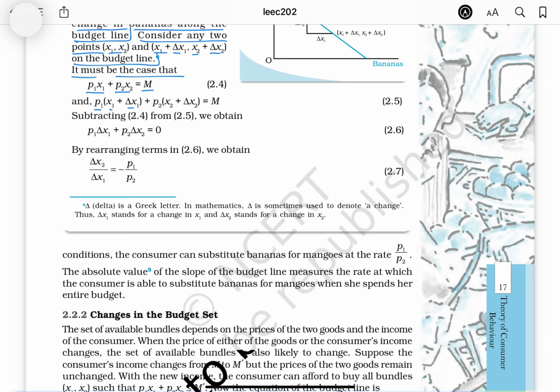and p1 (x1 plus delta x1) plus p2 (x2 plus delta x2) is equal to m. Subtract 2.4 from 2.5, then we get p1 delta x1 plus p2 delta x2 is equal to 0.